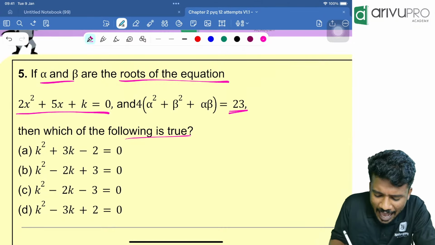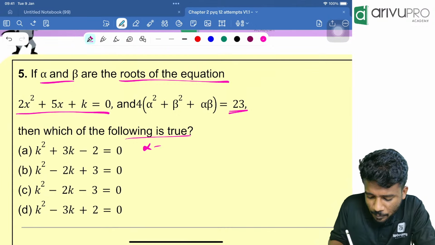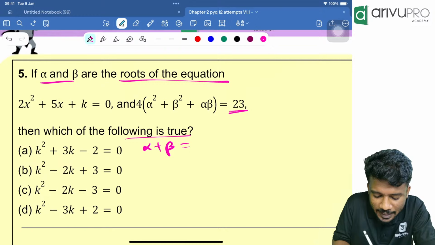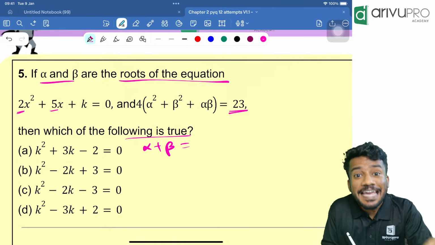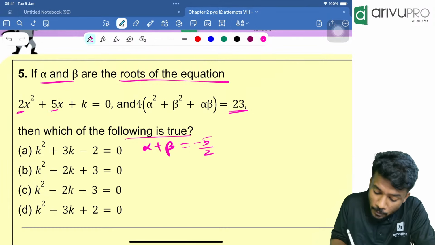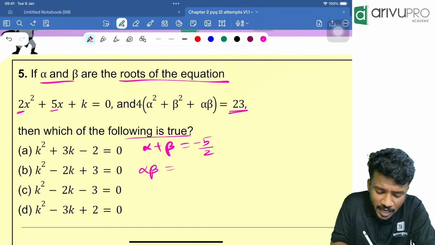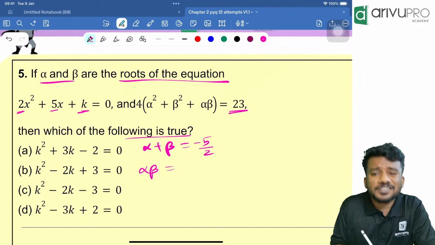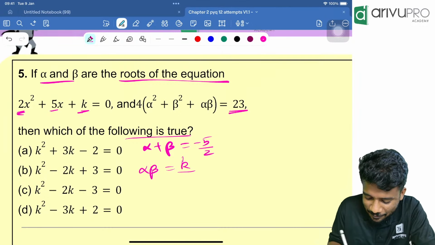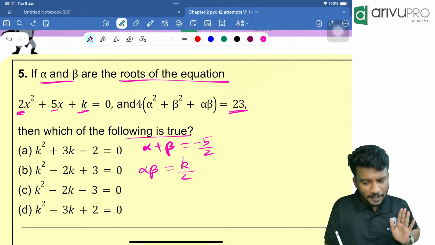Now people, alpha plus beta, the sum of the roots of our equation, is how much? Alpha plus beta is minus b divided by a. That is minus 5 divided by 2. Then alpha beta is the constant term divided by the coefficient of x square. That is k divided by 2. Everything is fine till there.